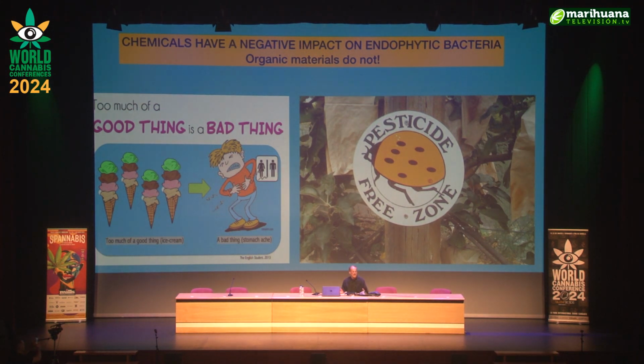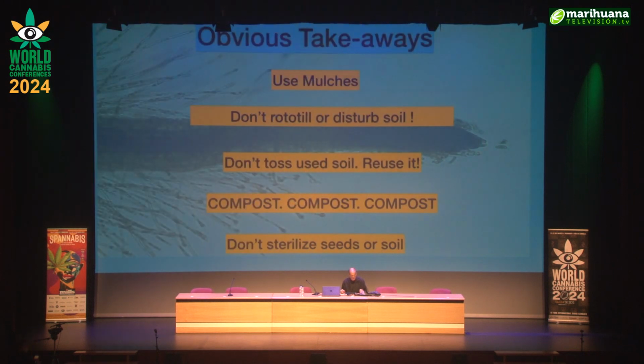Now, obviously, chemicals have a negative effect on bacteria, and so we need to be organic at all times if we want to make sure that we have it. And there are some obvious takeaways that work with the general soil food web. The first takeaway is you need to use mulches, because they foster bacteria and they foster fungi. You don't want to rototill or disturb the soil in any way whatsoever.